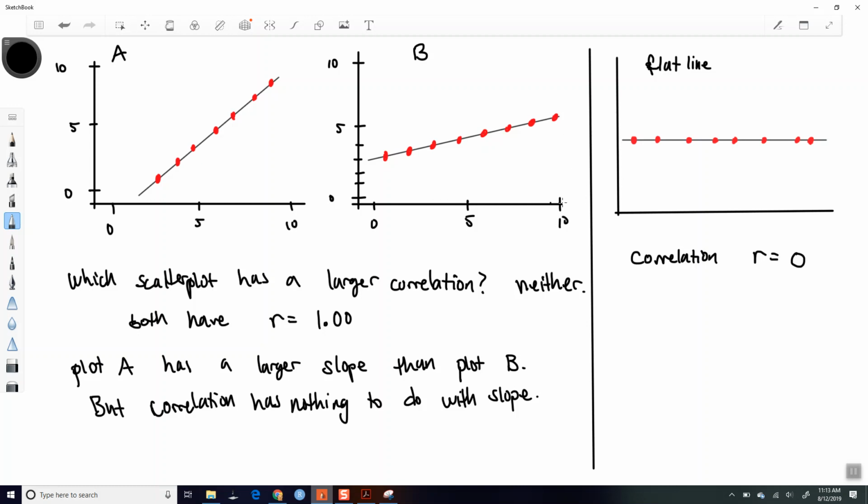We can still say in plot B that larger values of x go with larger values of y, and smaller values of x go with smaller values of y. That's still true. But as soon as the line becomes flat, it's no longer true that larger values of x go with larger values of y, or smaller values of y, because they're all the same value of y. Okay? This could be something like, I don't know, x could be GPA, and y could be number of fingers.